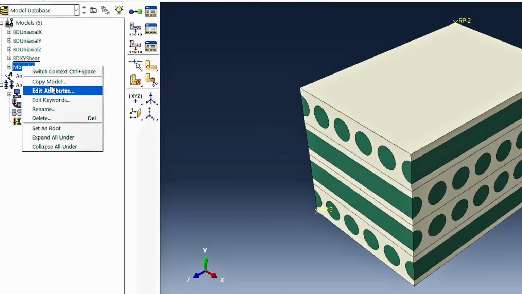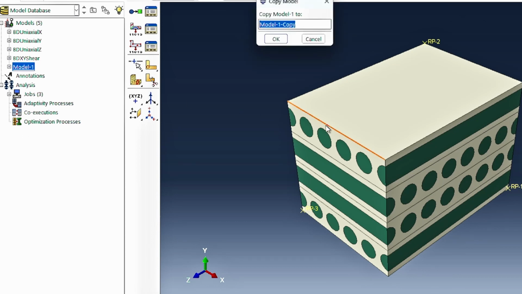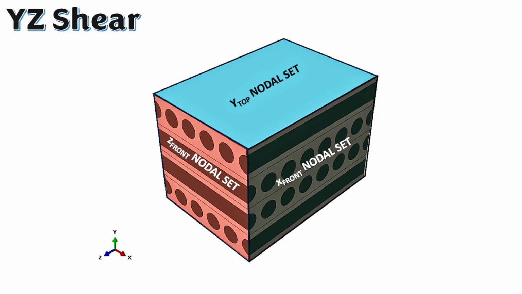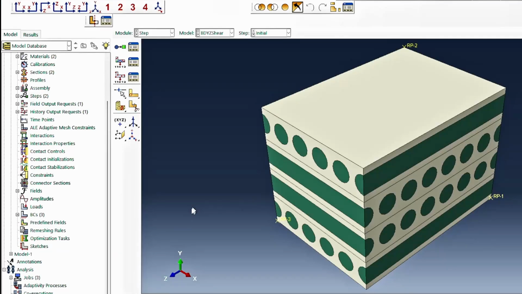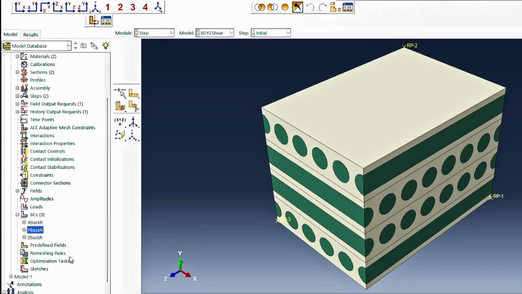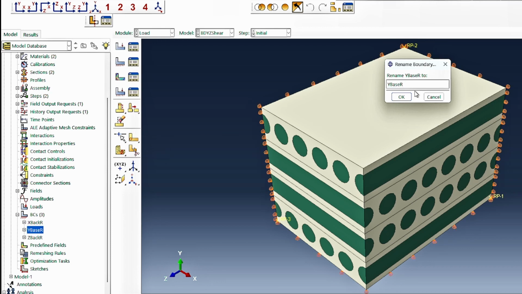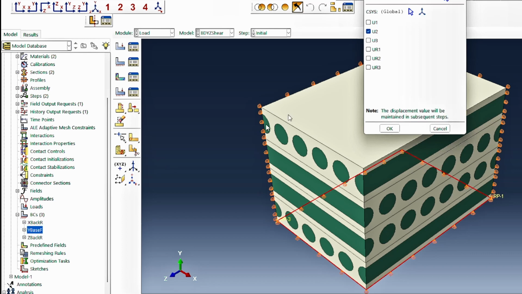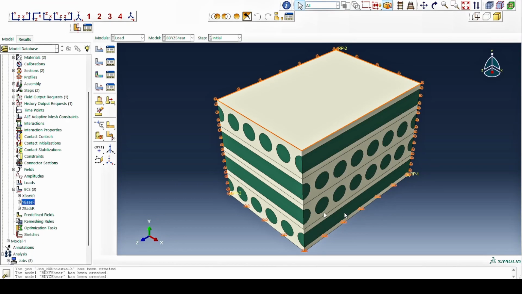So our next shear case would be for the YZ shear. So with the YZ shear, we are going to impose a fixed base, y base, in the XZ plane. So with the y base, we look at what we have here. So we've got y base, so I'll just rename that and call it y base fixed. Okay, and we are going to fix it in the x and z direction as shown here.